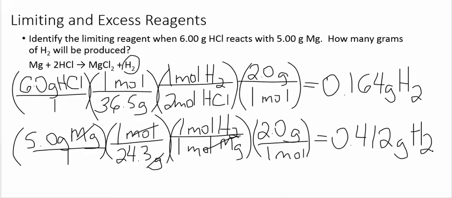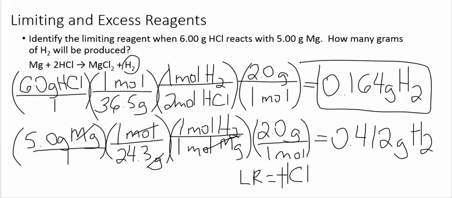Now let's look at the questions. Identify the limiting reagent. Limiting reagent is the one that is used up. Well, my limiting reagent is HCl. That produces the least amount of product. Second part, how many grams of hydrogen will be produced? I've already answered that as well. It's always the smallest number. So how many grams of hydrogen? 0.164. There's excess magnesium, so that number, the 0.412, is irrelevant in this case.